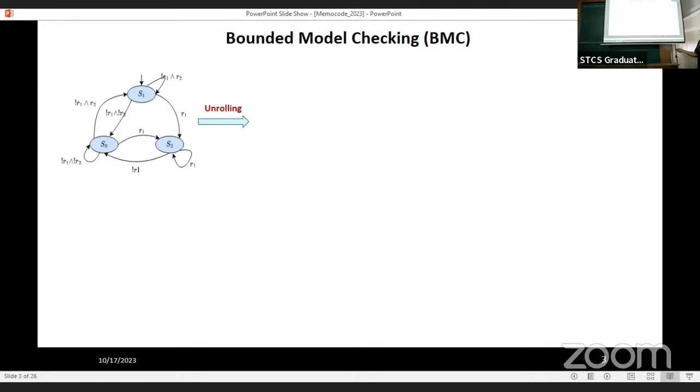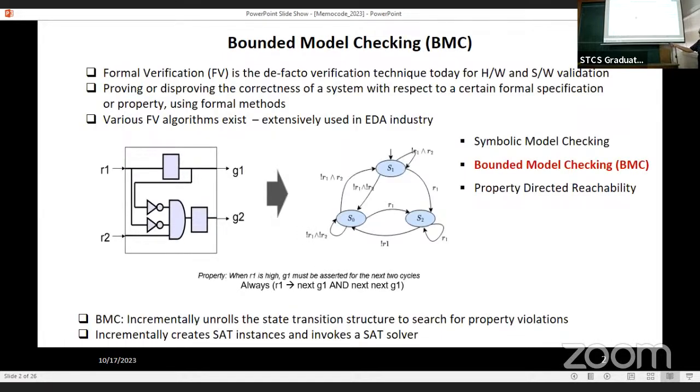Since the specification said whenever R1 is high, G1 must be asserted for the next two cycles, you can read this property in terms of this state machine as: if you are in this state and you see R1 has come, then the next two states that you visit must have G1. If you are currently at state S0 and R1 comes, then the next two states that you visit must have G1. That's the same for S2 as well. And this is what you want to guarantee always.